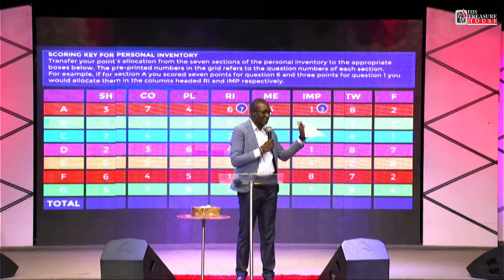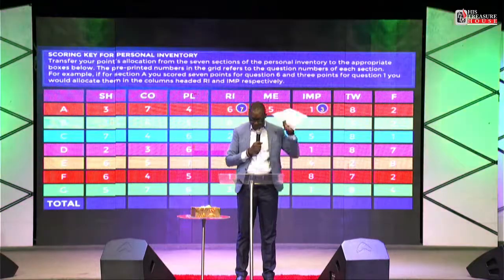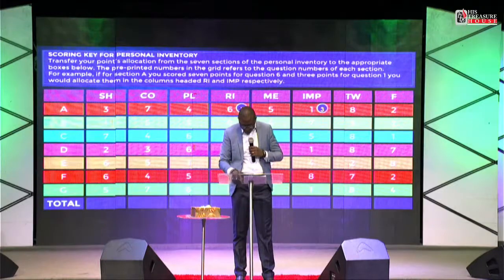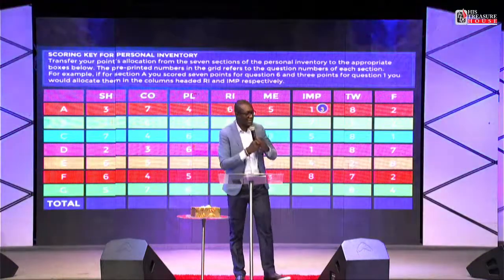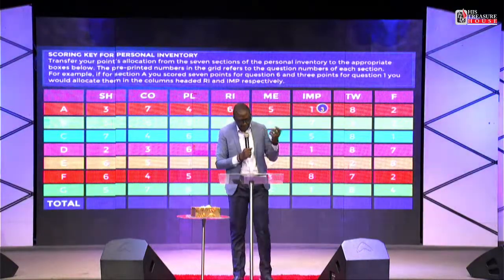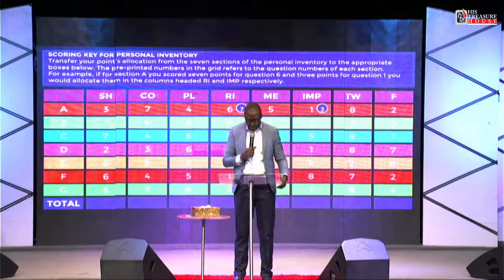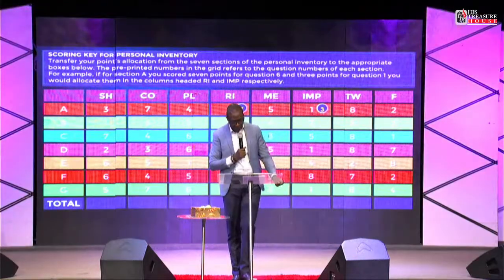You summed it up? Oh, great. I did my own earlier this evening. So we'll just wait a little and then we'll do the explanation. You will now know what SH, CO, PL, RI, ME, IMP, and F, what they all represent.